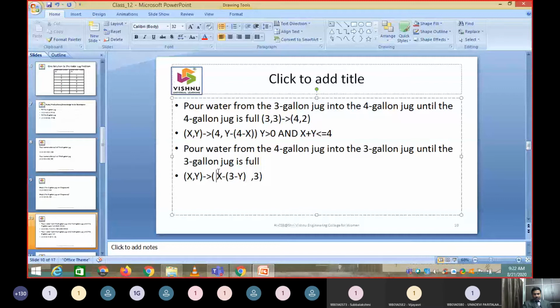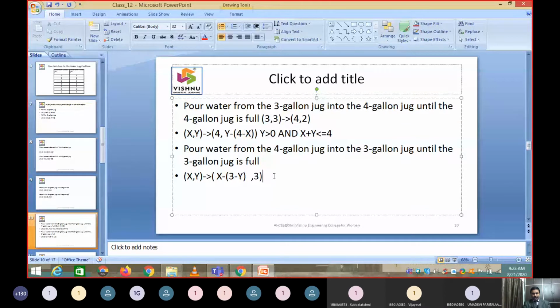So what is the x value initially? Actually, initially the x value is 4. 4 minus (3 minus y) value is 2. So it is right. So obviously this is right. So this is the most important production.